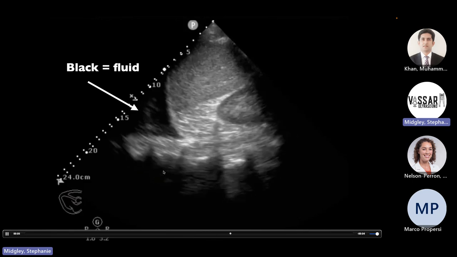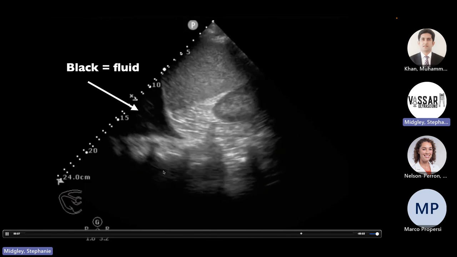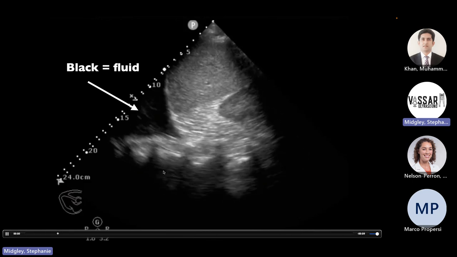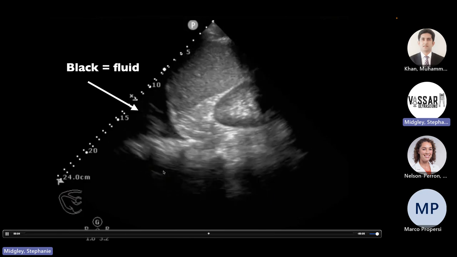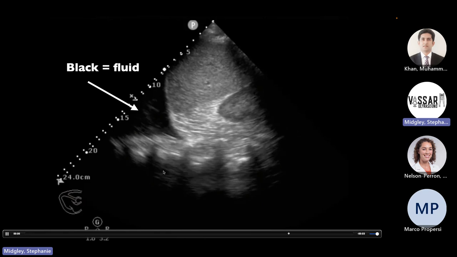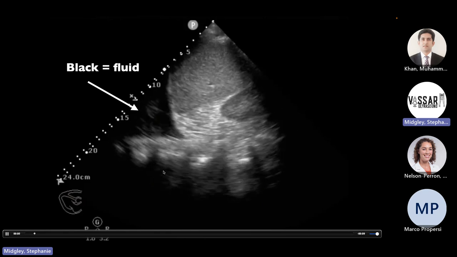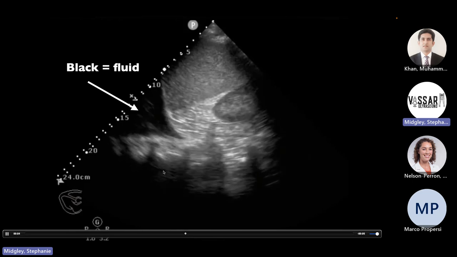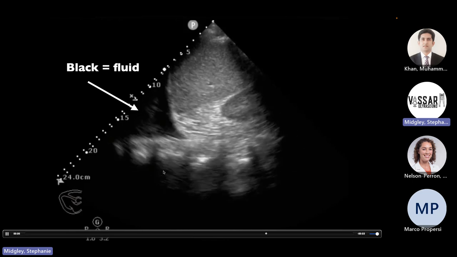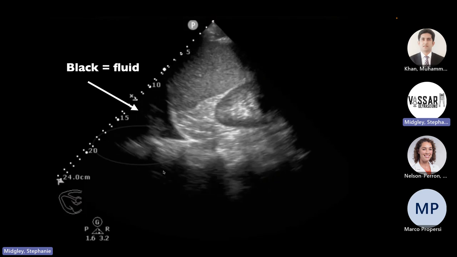The other thing to know is that free fluid is pointy. It's going to fill in nooks and crannies and crevices, whereas fluid that's contained within a vessel or like a gallbladder is going to be sort of more rounded. And that's kind of a nice way to appreciate the difference and help figure out if it's free fluid versus a gallbladder or an IVC that you're looking at.